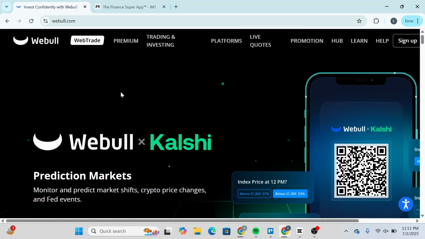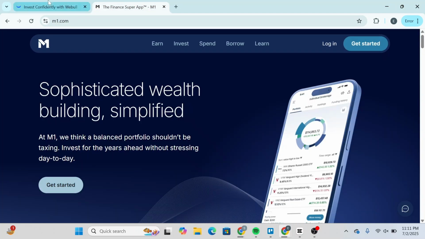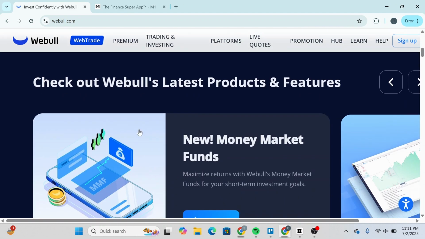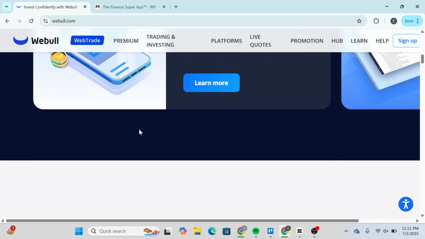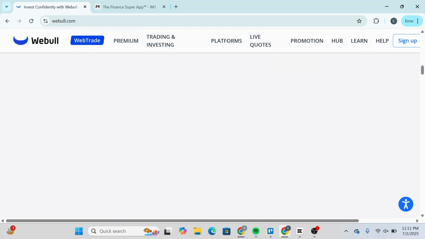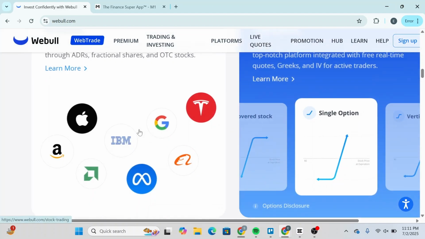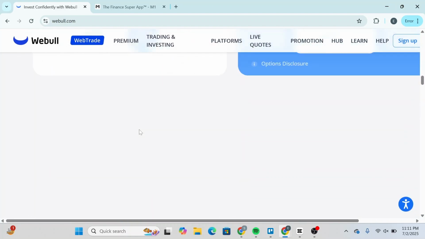Let's kick things off with what each app is really designed for. Webull is tailored for active, hands-on traders. It's ideal for people who want full control over their trades, dive deep into technical analysis, and make fast decisions during the trading day. Whether you're trading stocks, ETFs, options, or futures, Webull offers a robust environment with real-time data, advanced charts, and a variety of order types.